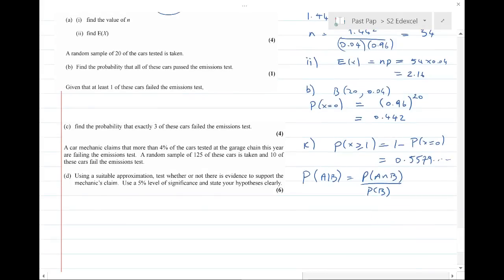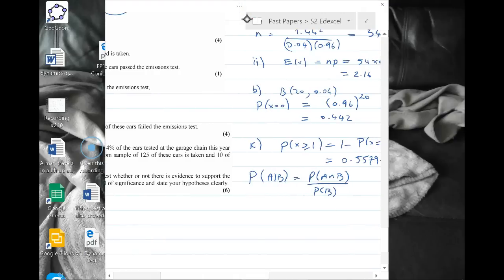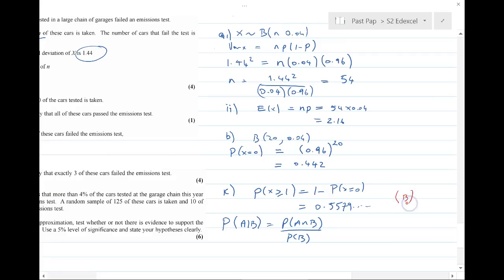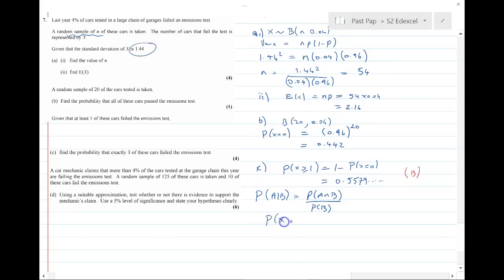So this is the conditional bit here, so we can think of that as event B in this context. And what we need to find out is what the probability of x equals 3 is, with no restriction at all. Basically, the probability of it happening, whether this happens or not. And that's just binomial. We can just use nCr, so that's 20C3. It happens 3 times, so that's 0.04 to the power of 3, which means it doesn't happen 17 times, or the other way around, whatever. Well, those are the numbers correct. So it basically fails 3 times and doesn't fail, in other words, passes 17 times.